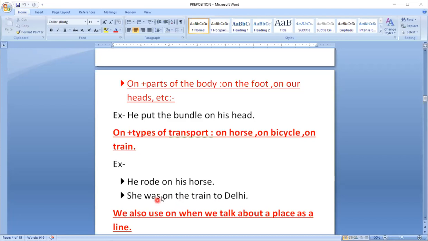वो क्या है, and we use on preposition. Why we use it? Because it is the medium of a transport. Here we use as a on the train.